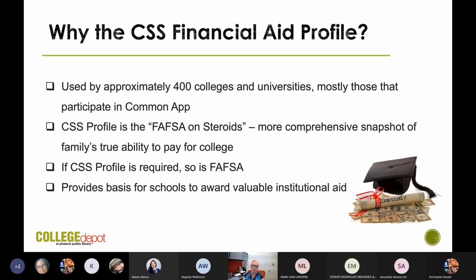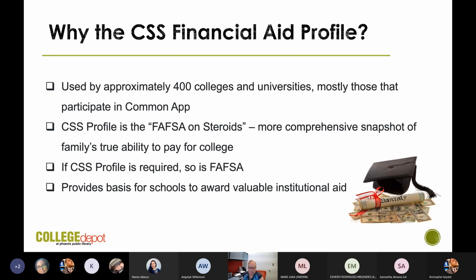But they believe the FAFSA only goes so far in identifying needy students. So the CSS profile is what I fondly call the FAFSA on steroids. It's a more comprehensive snapshot of your family's true ability to pay for college. That means that it basically is going to ask you quite a few more questions than you got asked on the FAFSA if you've already completed it. So that is why we do this as a separate exercise from FAFSA completion.